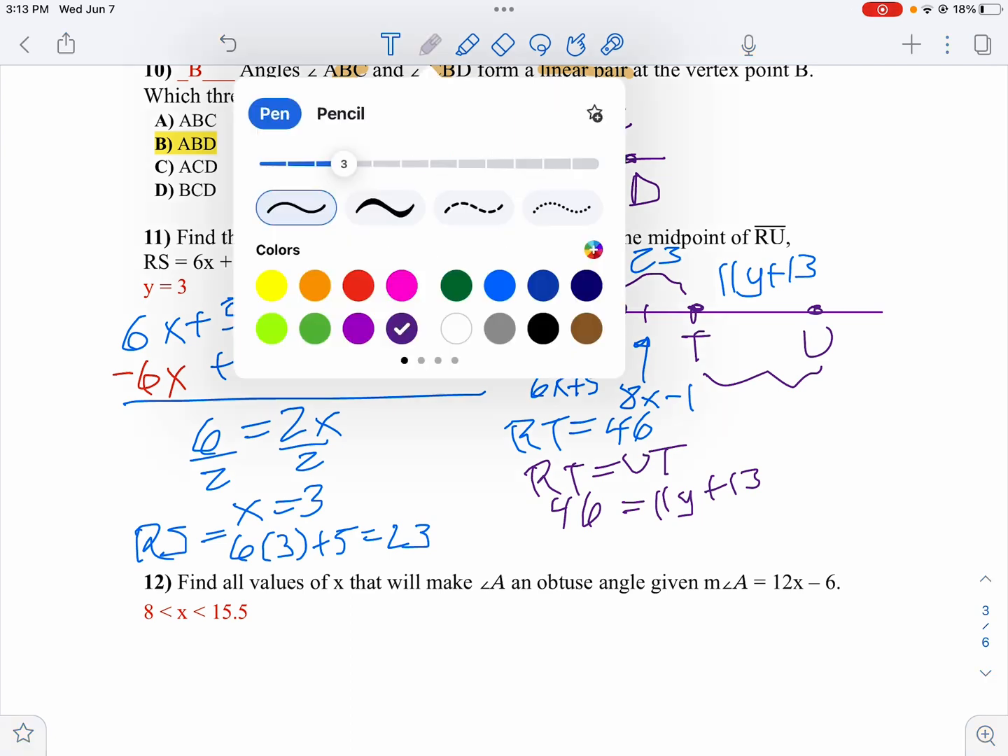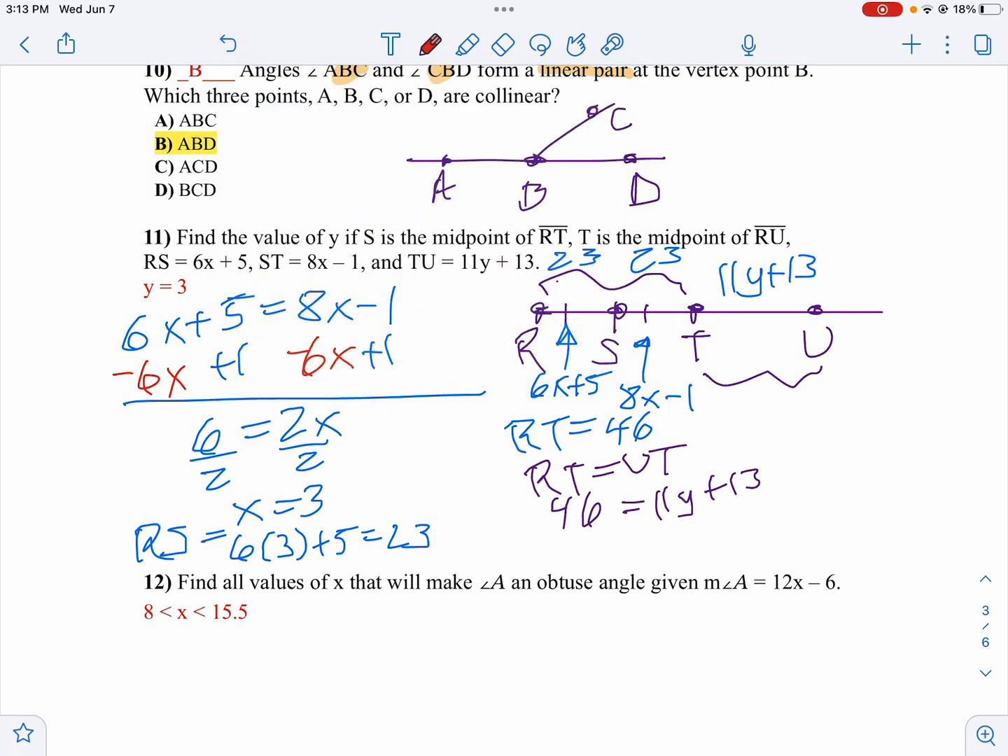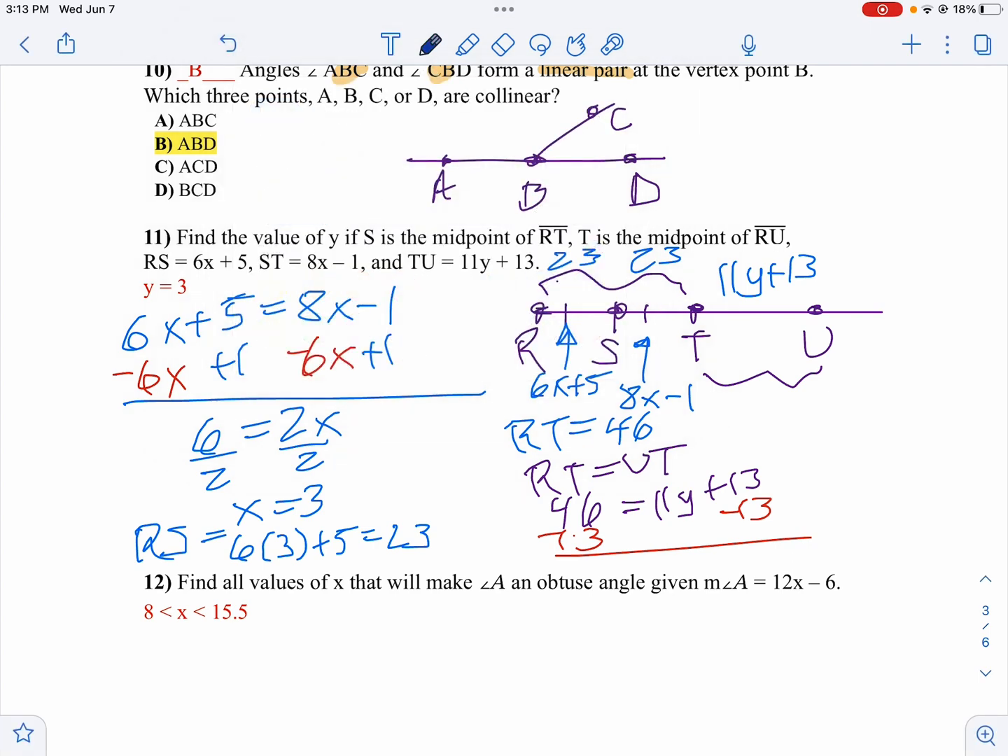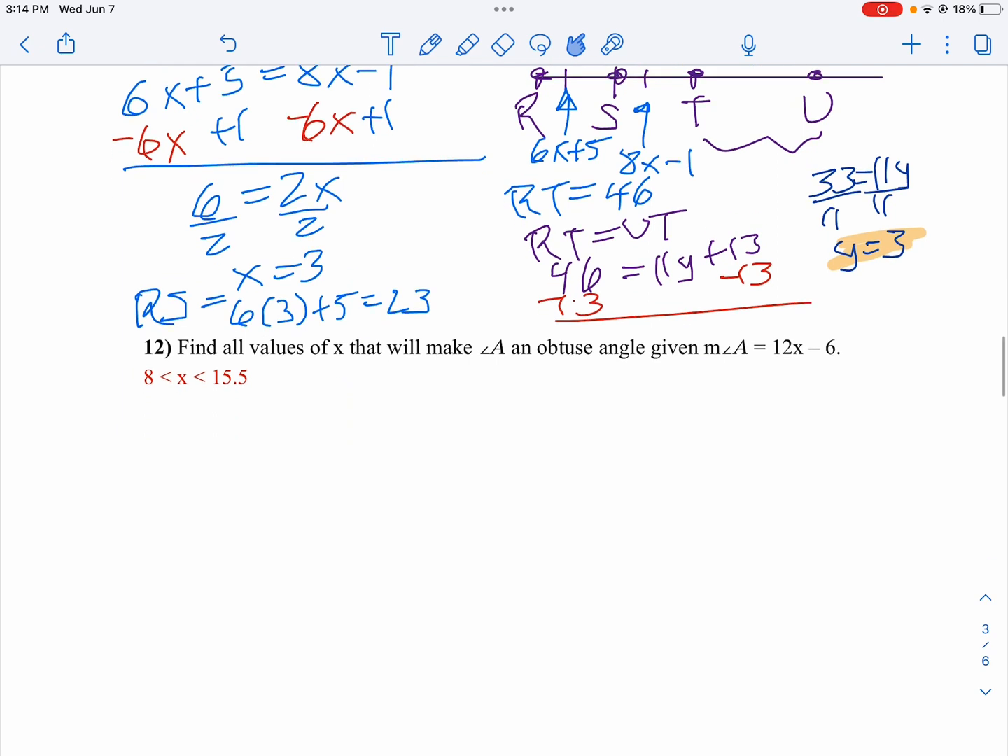Well then, let's subtract 13 from both sides. Run out of room here. I'll write it to the side. And we'll say 33 equals 11y, divided by 11. y equals 3. And there's your answer for that one. You should circle your answer in all of them, but there's a lot of work on that one. So we definitely want to make it easy for me to correct your paper, show your work.